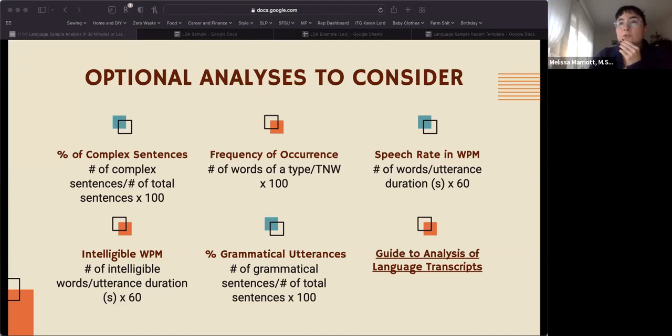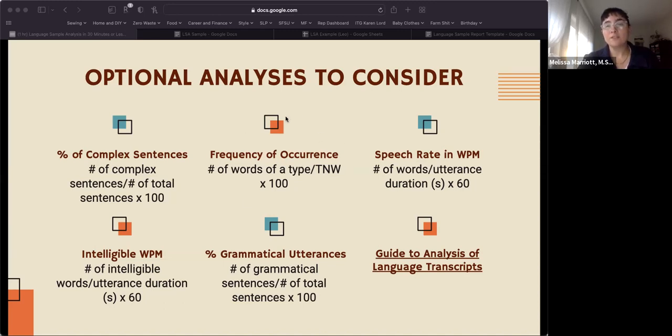Okay, so briefly, a couple other analyses that you may want to consider doing, and then we're going to jump into AAC considerations. Percent of complex sentences. This is very similar to clauses per sentence, but rather than giving you an average number of clauses per sentence, it calculates what percentage of the sentences were complex. Very similar, but slightly different.